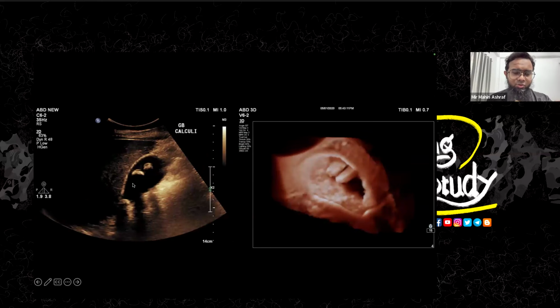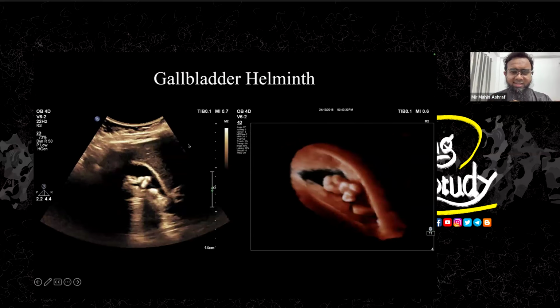So here is a floating stone. I think I have shown these calculi in the acoustic shadowing part. So they're floating because of a high cholesterol component. Now, when we put color 3D ultrasound, you can see this stone's shape. So here's a gallbladder helminth. This is ascariasis, and it was misdiagnosed as calculi, though it's getting calcified. So here's the picture of the coiled ascariasis in this image.